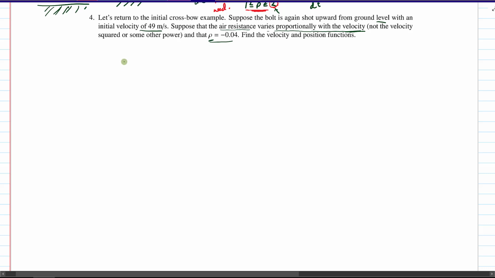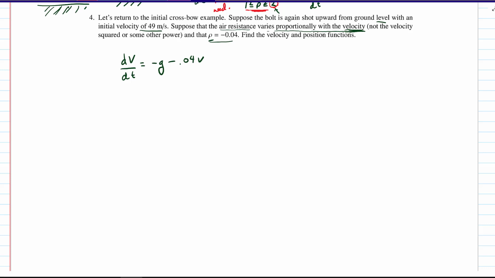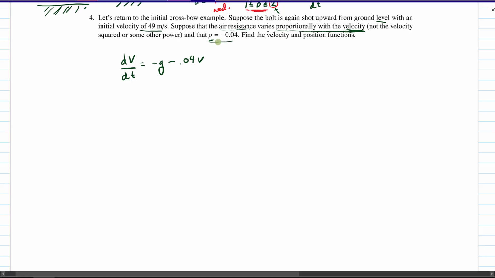So what are we saying? We're saying that this is our differential equation right here. dv dt is equal to negative g and then minus 0.04 v, where I'm using v to the first power because it varies proportionally with the velocity and not some other power. Now I just want to check something here. I picked my rho to be negative. Let's see if that was an appropriate decision.